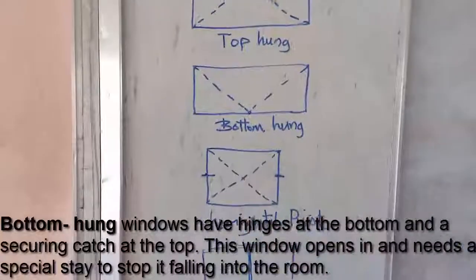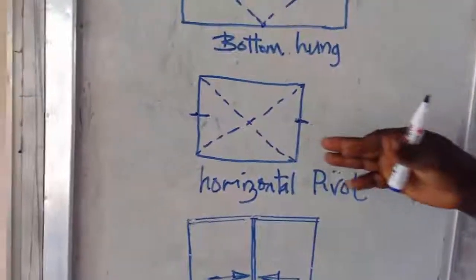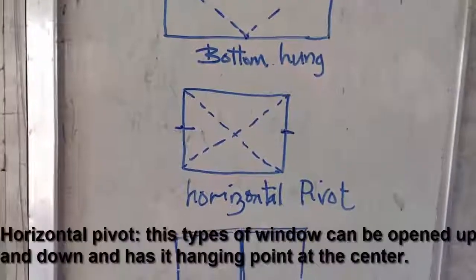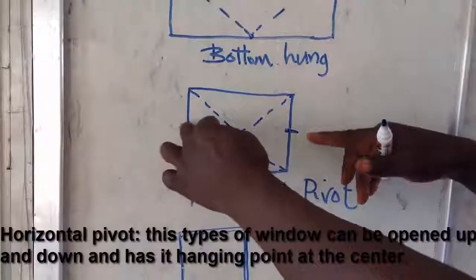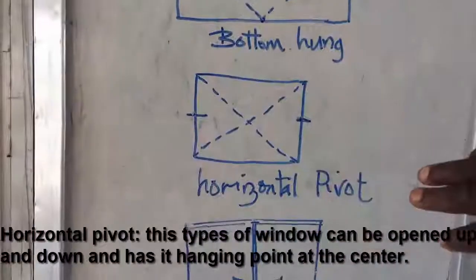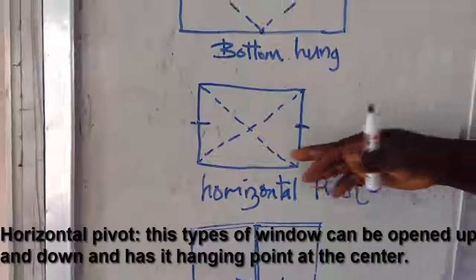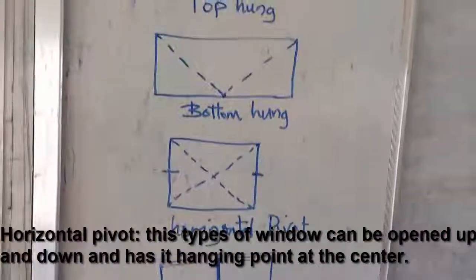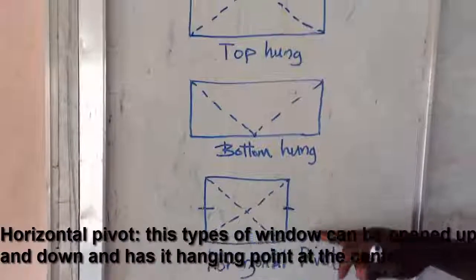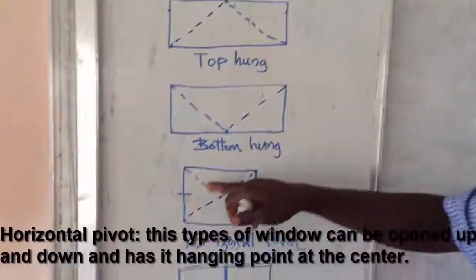If you look at here, this one is horizontal pivoted. The horizontal pivoted here, it can open up or down. It's at the center here. The hanging point is at the center here. You can open it up or you can open it down. This one here, it is either up or down. That is why it is horizontally pivoted. The pivot at this point here, you are seeing it here.